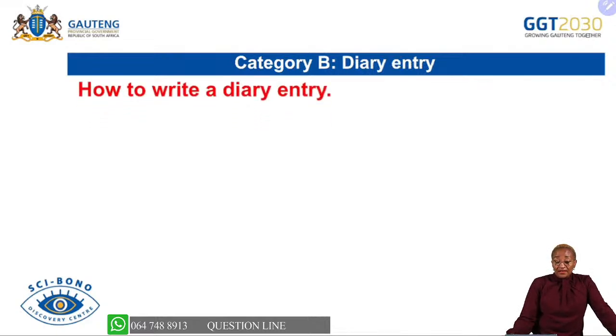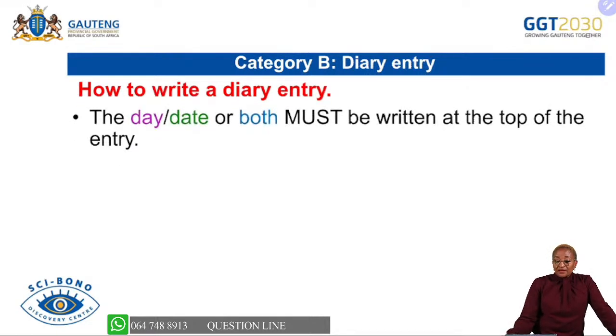How to write a diary entry? Let's have a look at that. The day or the date, or both, must be written at the top of the entry. What do we mean by the day? Is it on a Monday? Is it on a Tuesday, Wednesday, Thursday, Friday, or Saturday? You write that. If you were to write a date, you would then say the 6th of June, 2022.